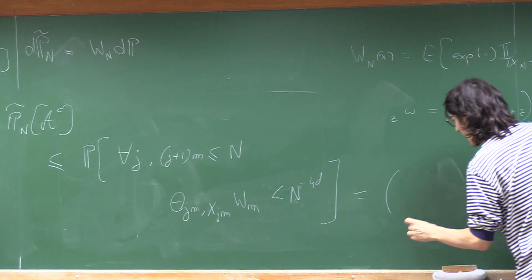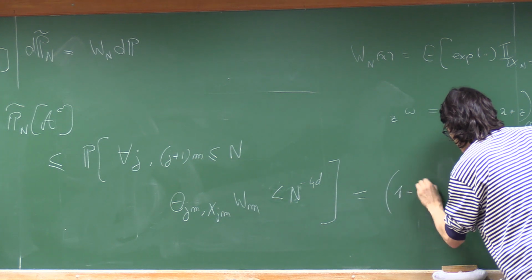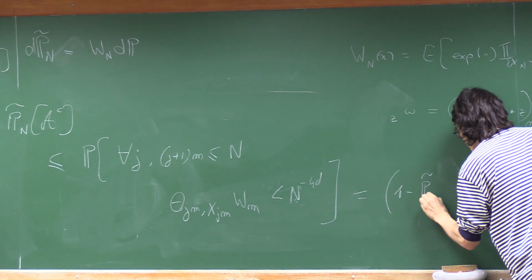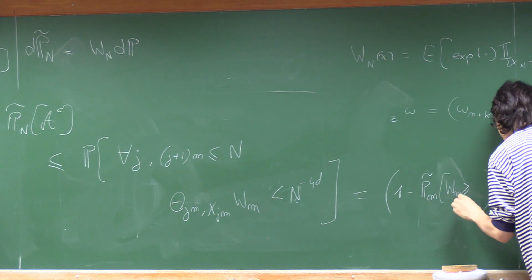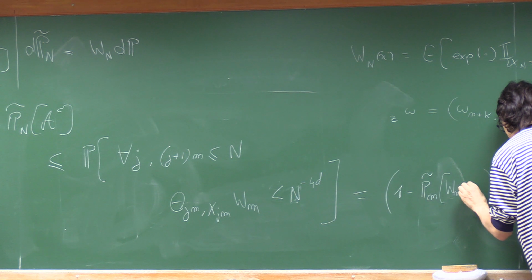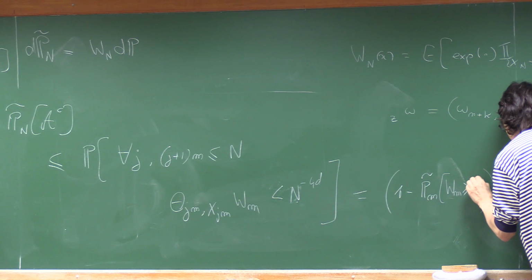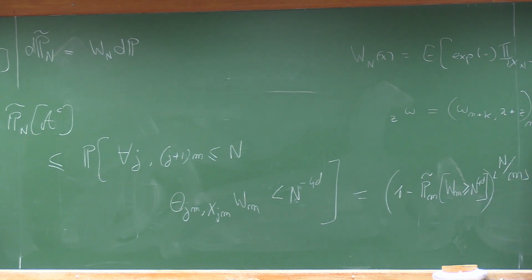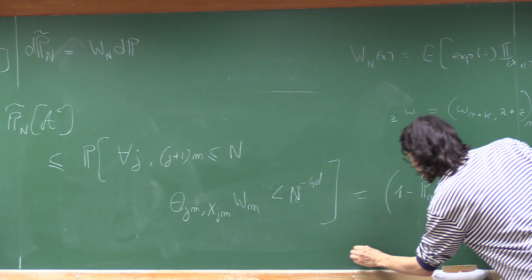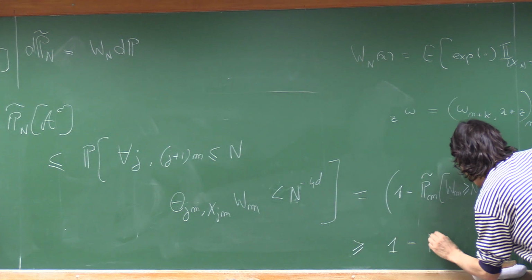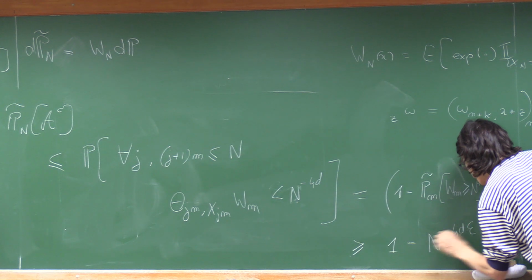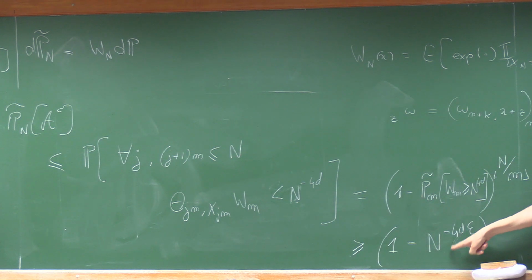And the probability I have is 1 minus P of W_m larger than n to the 4d. Okay, so this is good. What you get is that this is larger than 1 minus n to the minus 4d epsilon. Okay, this is using the lemma.